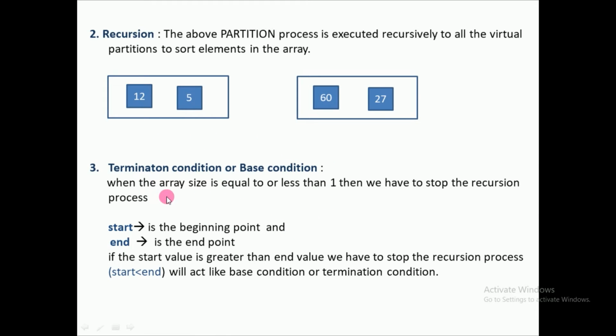When the array size is equal to or less than 1, then we have to stop the recursion process. That means we will take start as the beginning point and end as the end point of the array. If the start value is not less than the end value, we have to stop the recursion process. That means we will take one statement, if start less than end, in the program, and that will act like a base condition or termination condition. Those are all things we can see later.